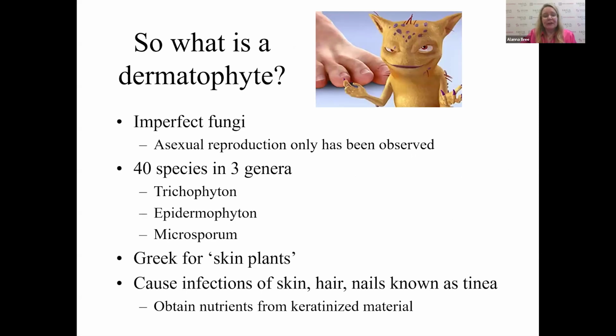So what is a dermatophyte? It is an imperfect fungus. No offense to the fungus. You're not imperfect, but you are. It has asexual reproduction only. There's 40 species and 3 genera, the trichophyton, epidermophyton, and microsporum.